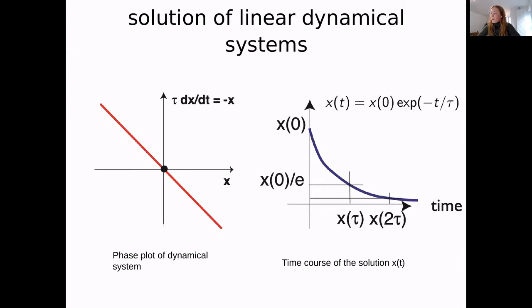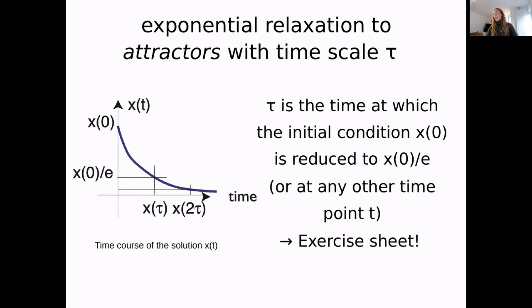And this is a plot now of the exponential function, which is decaying. So we have the phase plot here of the dynamical system, and this is the solution, the time course of x of t again. And what you see is that the state decays over time, right? So it decays to 0. And we call this exponential relaxation to an attractor. And we will see in the next slides what an attractor is.